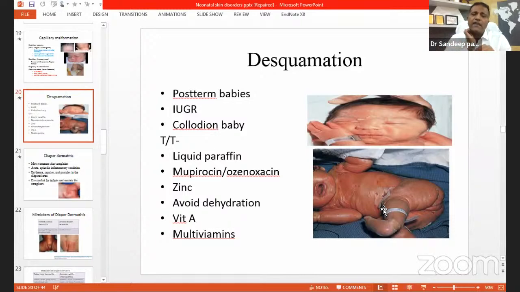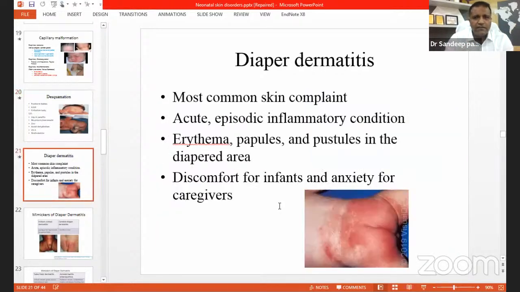Usually they have a complication of sepsis with hypernatremia. You should treat it properly. But if it is ichthyosis, usually such babies don't respond well, and they may expire because of skin infection or hypernatremia or electrolyte imbalance. Now we'll go ahead with diaper dermatitis.